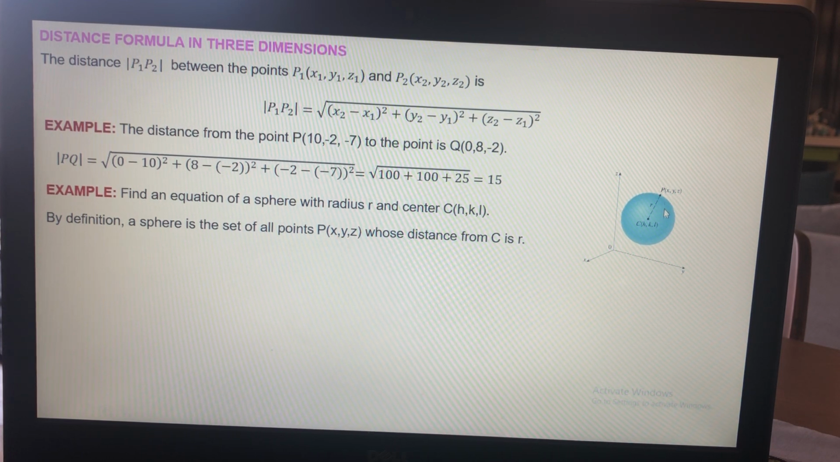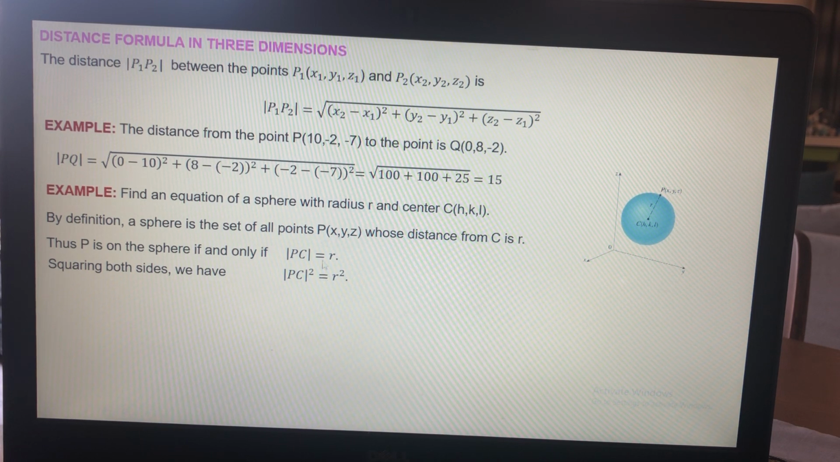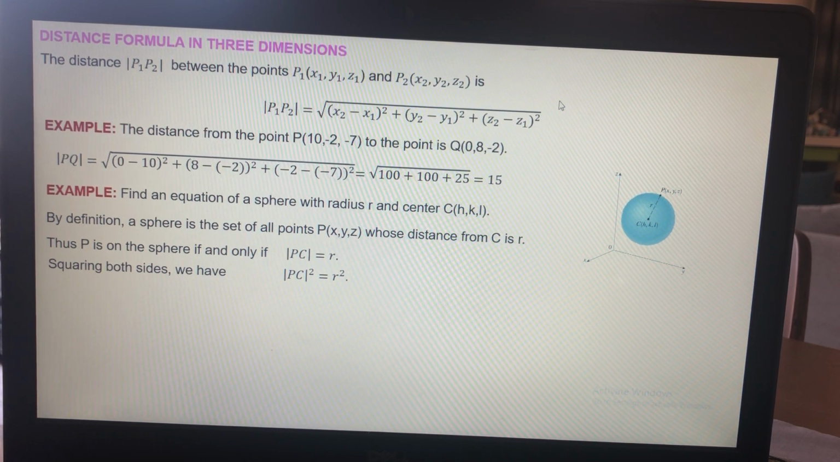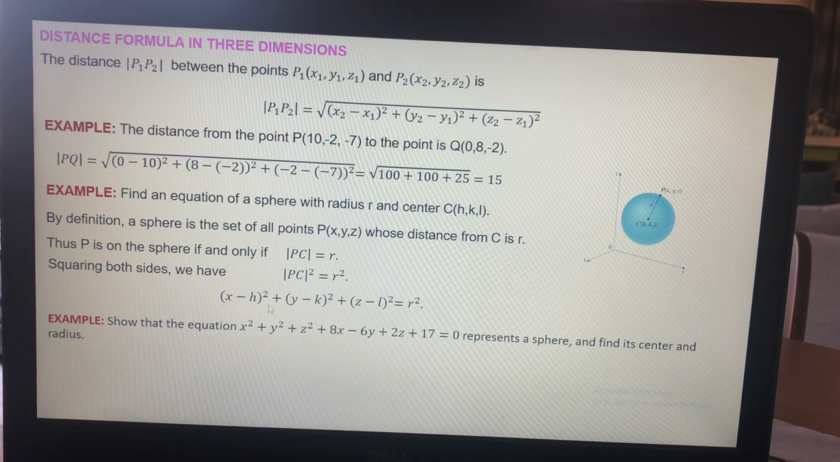That's why we are taking any point (x, y, z) and using the distance formula. This PC should be r, and PC squared is going to be r squared because of the square root. If you take the square of each side, this is going to be r squared. So it will be (x minus h) squared plus (y minus k) squared plus (z minus l) squared equals r squared. Exactly, this is the equation of a sphere with radius r and center (h, k, l). And by using this one, you can write an equation of a sphere with any center and any radius.